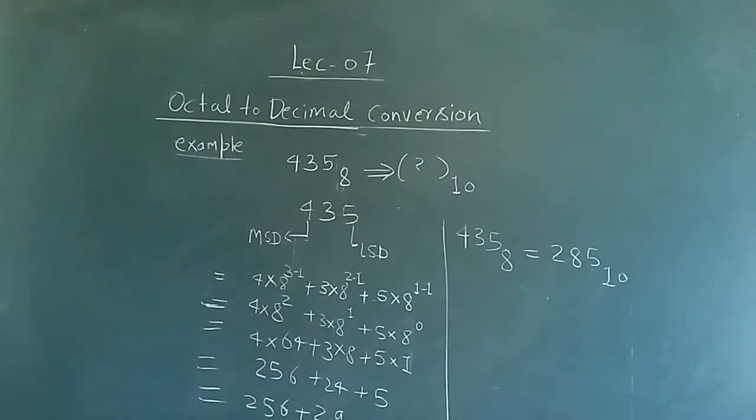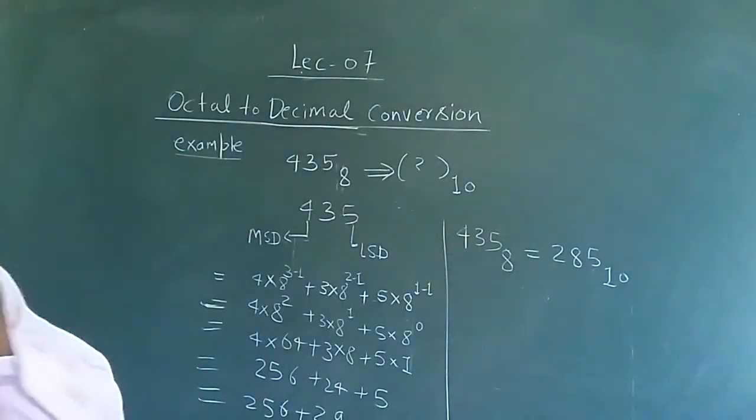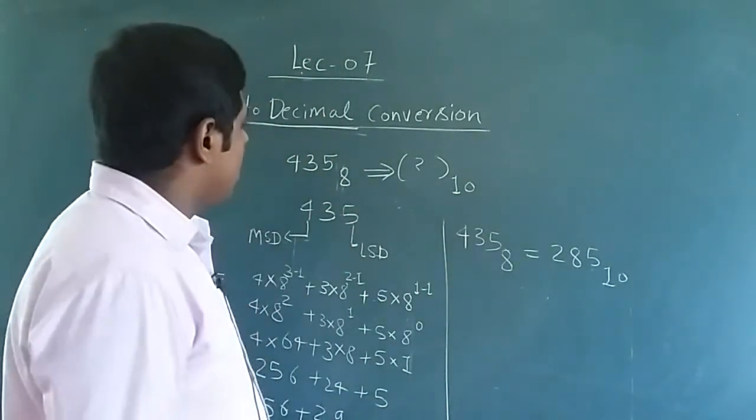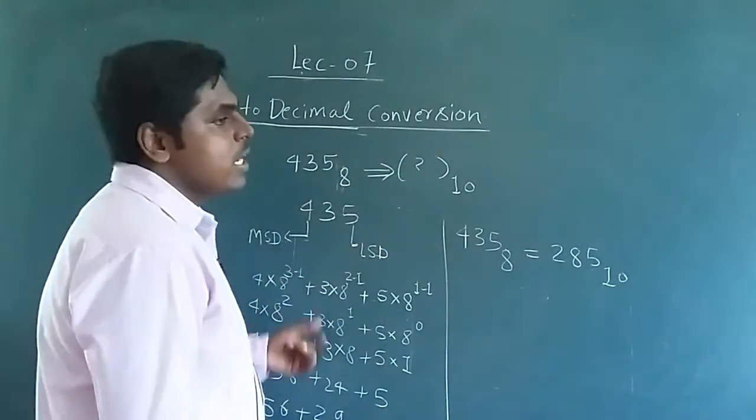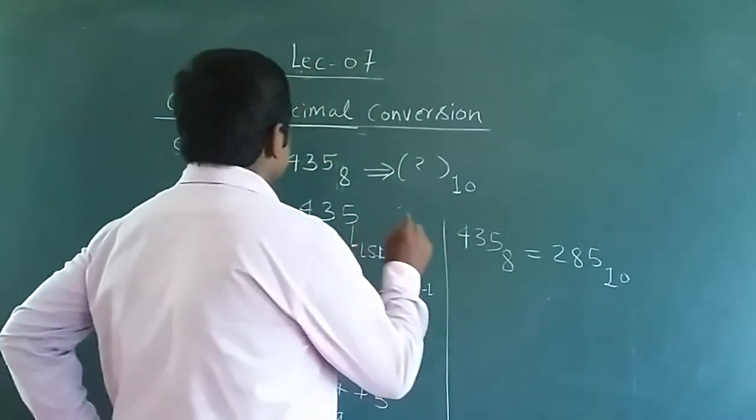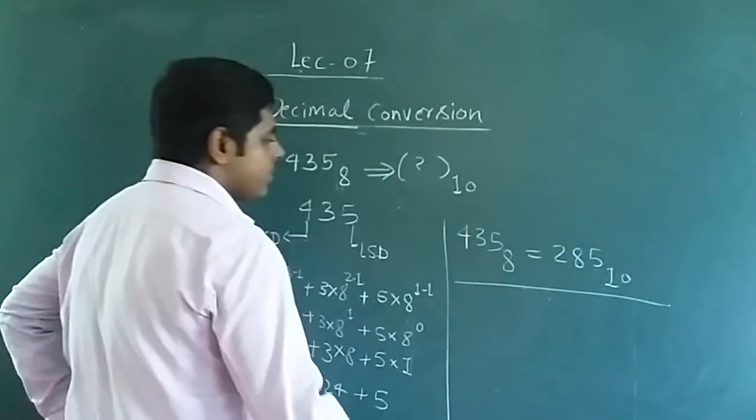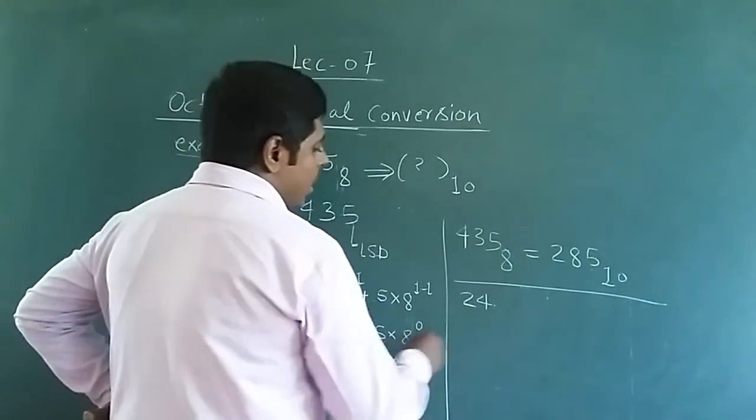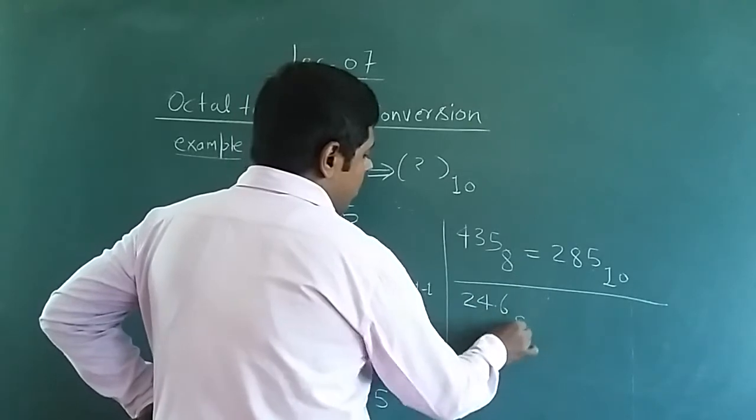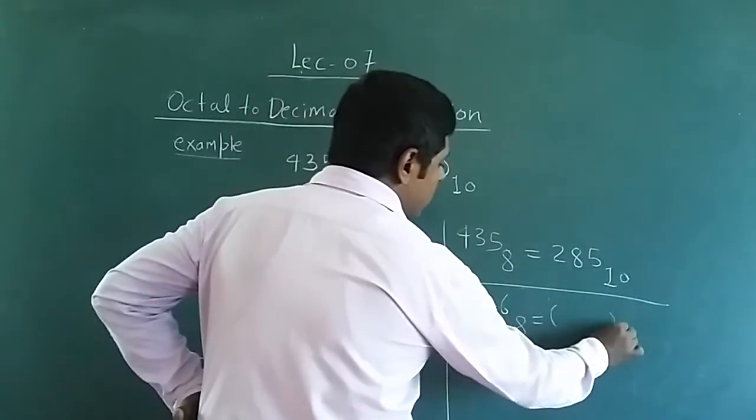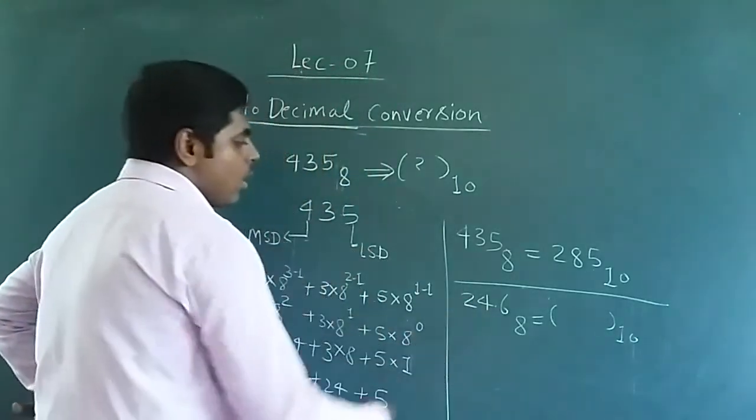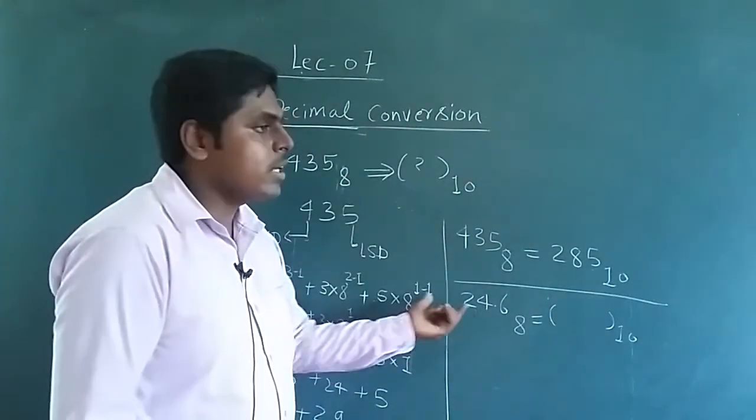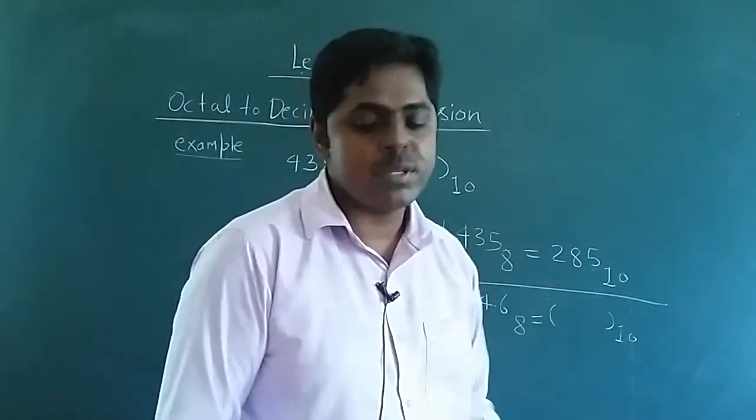One more example, that is 24.6. Suppose we have an octal number with a decimal point, then how will we convert it into the decimal number system? We have an octal number with a decimal point, and we have to convert it into the decimal number system.